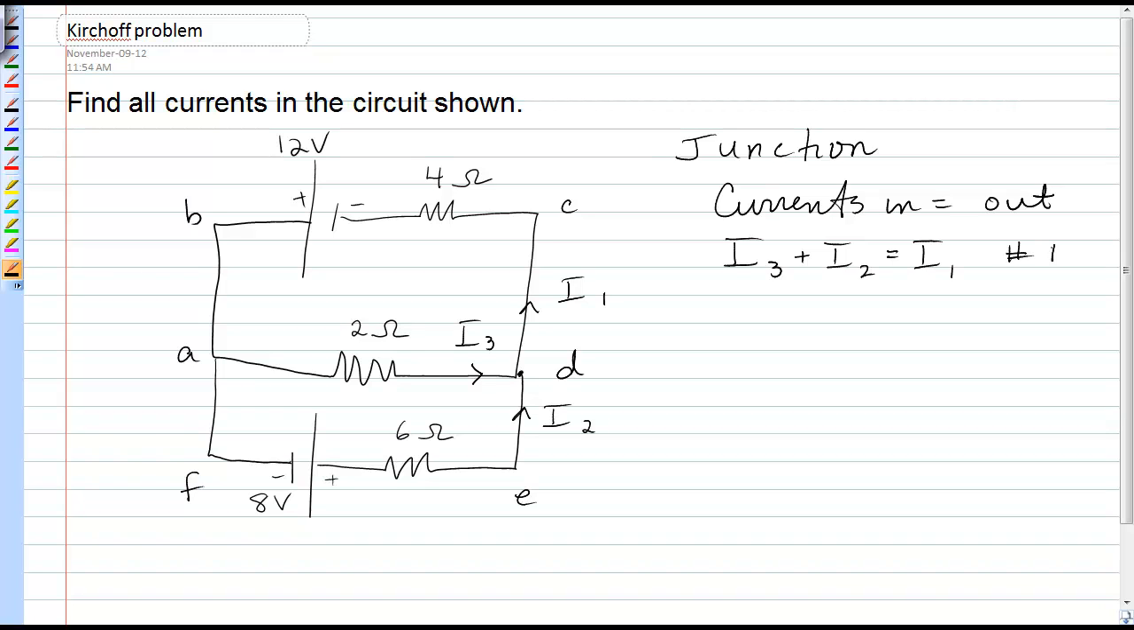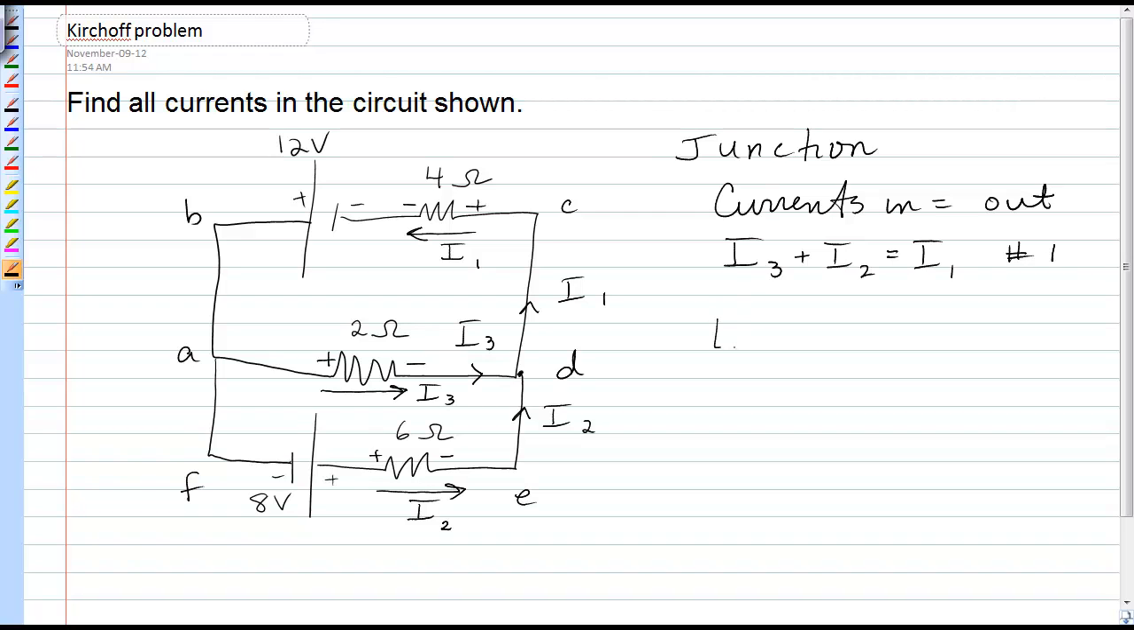Now, once I've decided on the currents, I'm going to put a current vector beside each resistor in the direction the current is flowing. So I1 flows right to left through the 4 ohm resistor, which means this is the positive side and this is the negative side of that resistor. I3 flows left to right through the 2 ohm resistor, so that would be the positive side, that would be the negative side, and I2 also flows left to right, so that would be the positive and that would be the negative. Putting the positive and negatives on the resistors helps you when you're doing your voltage summations around any closed loop.